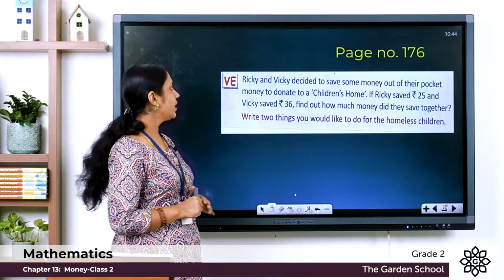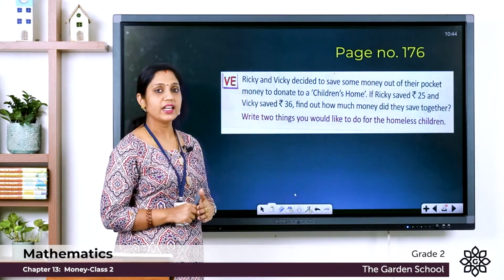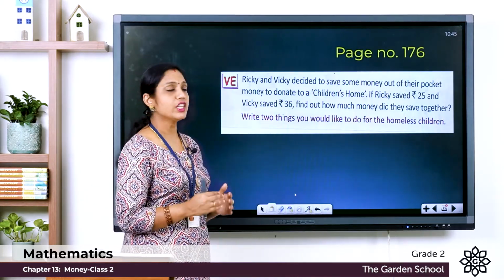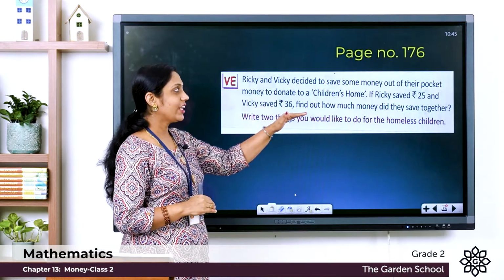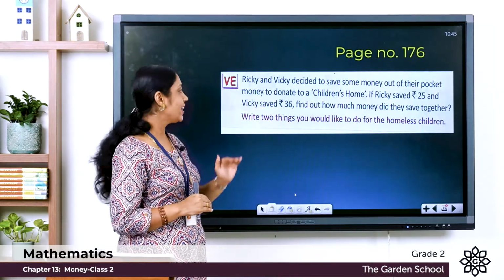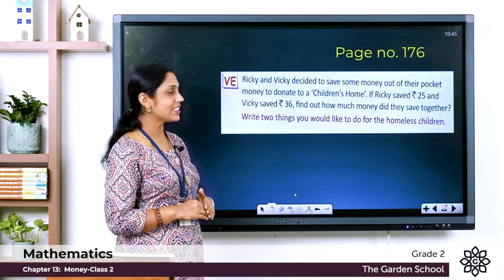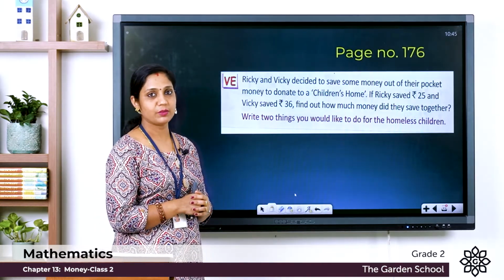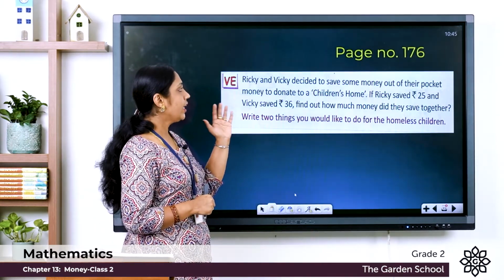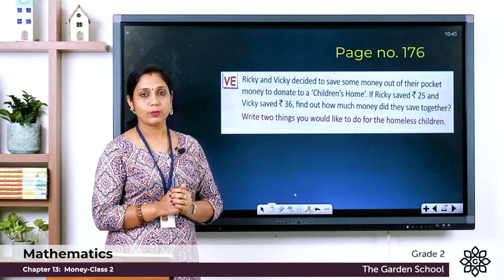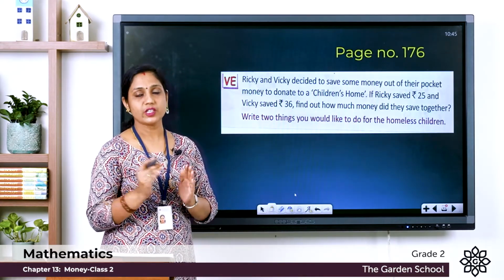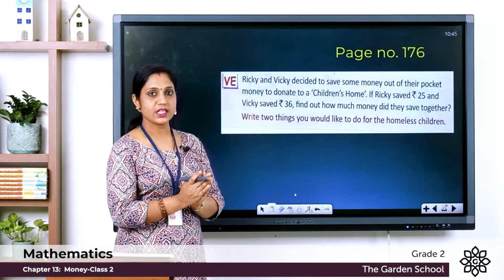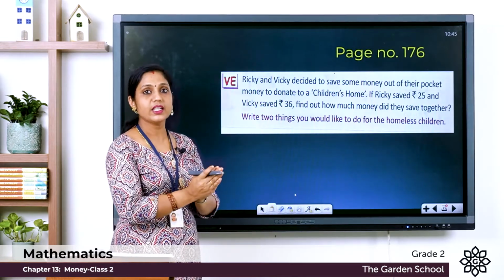Moving on to the next question. Ricky and Vicky decided to save some money out of their pocket money to donate to a children's home. If Ricky saved rupees 25 and Vicky saved rupees 36, find out how much money they saved together. So what do we understand from this? Ricky saved rupees 25 and Vicky saved rupees 36. Now we have to find out how much money they saved together.